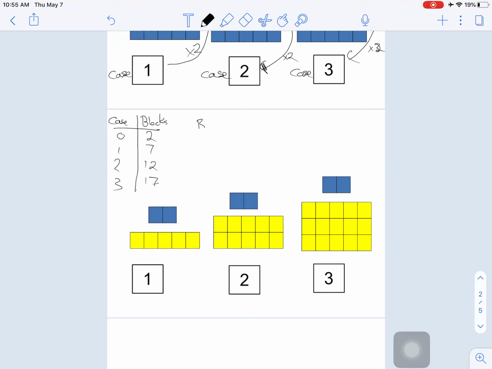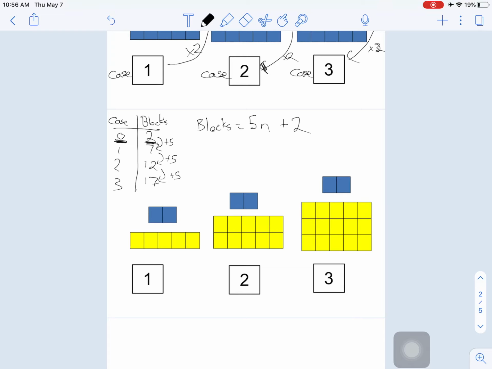So I'm going to just say blocks equals plus 2. Okay, and the blue blocks stay the same every time. We notice the yellow blocks are increasing by a factor of 5 every time. So it would be 5 times n, where n is the case number, plus 2. Notice case 0 is 2. And then what is this going up by every time? It's going up by 5 every time.